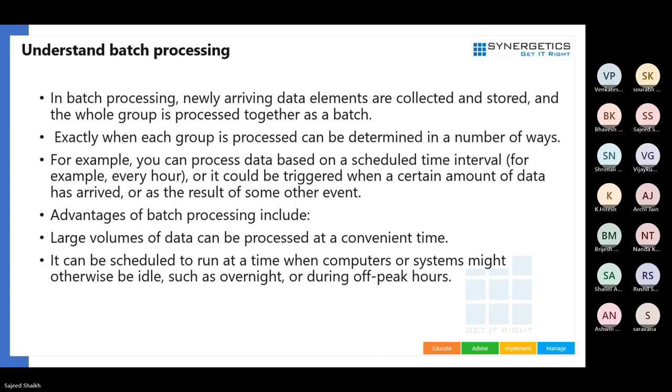In batch processing, newly arrived data is collected and stored, and then at one stretch the whole group is processed together as a batch. And this can be done automatically based on the time duration. For example, every day in the evening at 6 o'clock, I want to process the data collected from morning till 6 o'clock. Or every weekend, I have to process that bunch of data. So that is batch processing. Time can be scheduled, at what time of the day it should be, and when it should be executed.